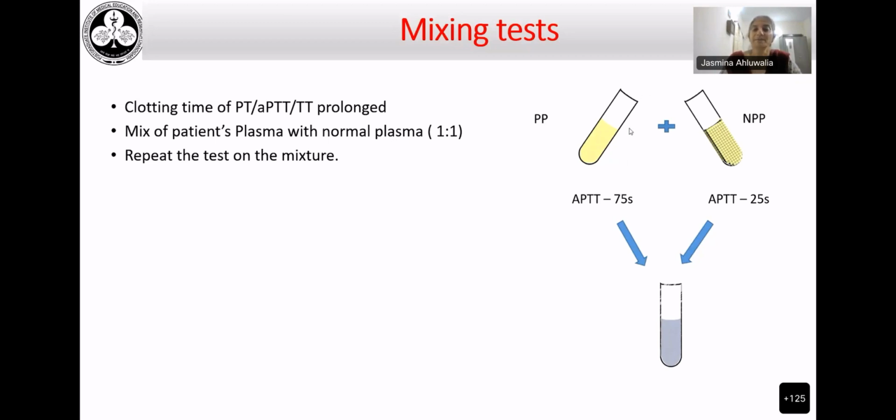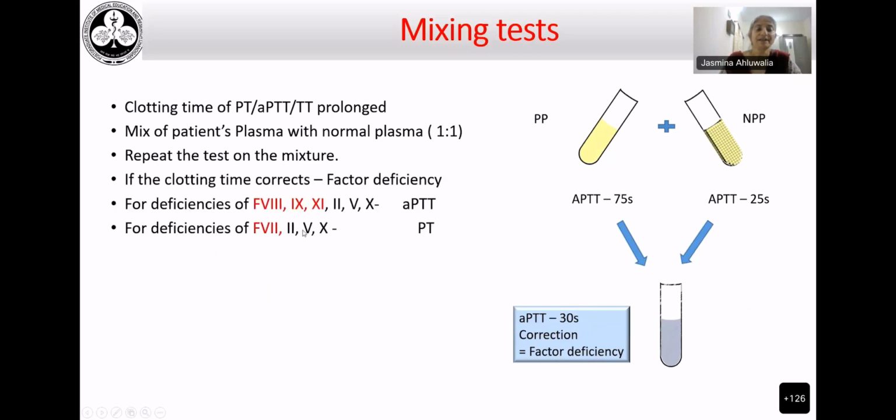What we are presuming is that if the patient's sample is deficient in one of the clotting factors, normal pooled plasma has almost 100% of all the clotting factors. So if we make a 1:1 mixture of these, we should get a normal clotting time again. Say, for instance, the APTT of the patient is 75 and the normal pooled plasma APTT is 25, and we make a mixture and repeat the APTT, and it is 30 seconds. We call this a correction, because from 75 seconds it has come to 30 seconds, which lies in the reference range of 25 to 32. This is suggestive of a factor deficiency. Whatever was deficient in this plasma has been replaced by the normal pooled plasma. So if the clotting time corrects, this indicates a factor deficiency.